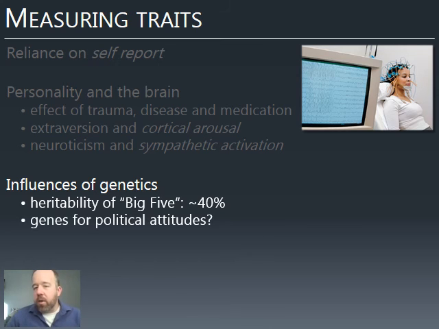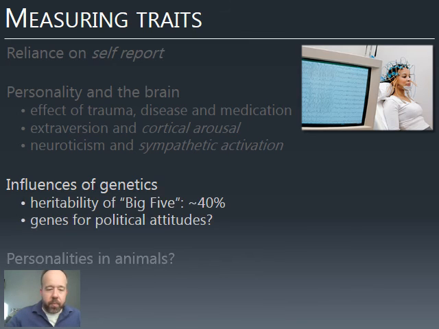Even for complex behaviors like political attitudes, there seems to be a genetic component. There's not one gene that determines whether you're conservative or liberal, but there do seem to be groups of genes that influence how receptive you are to new ideas, for example. And so that obviously has a relationship with political or religious attitudes. And so there does seem to be a genetic part to play there as well.